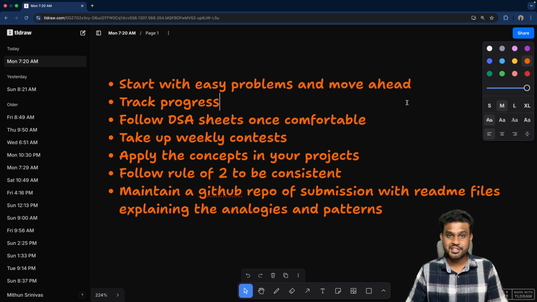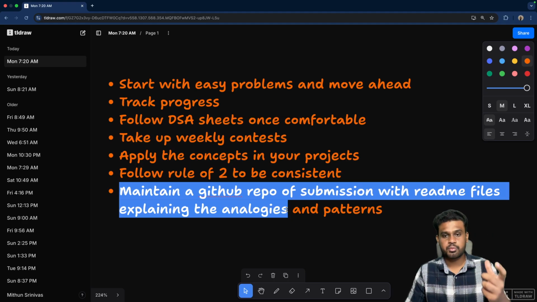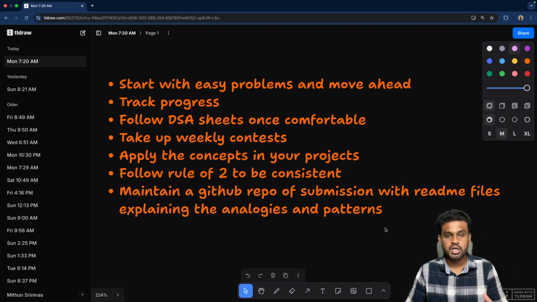Motivation is also a very important thing. And then track progress. How many problems are you solving? What are the issues you have faced? What analogies did you use? And what patterns did you use? That's my last point on this: maintain a GitHub repository of your submissions with README files explaining your thought process and what pattern you used, so that this will help you in revisions.